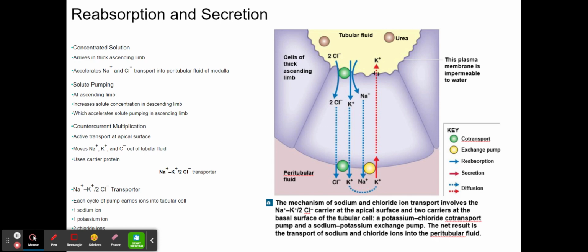We can now take a closer look at the mechanics of the process. The figure here diagrams ion transport across the epithelium of the thick ascending limb. Active transport at the apical surface moves sodium, potassium, and chloride ions out of the tubular fluid. The carrier is called the sodium-potassium-2Cl transporter because each cycle of the pump carries a sodium ion, a potassium ion, and 2 chloride ions into the cell.